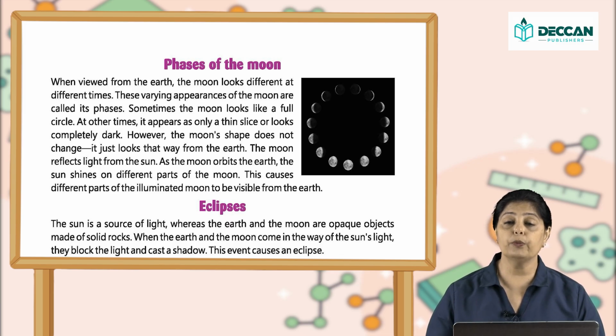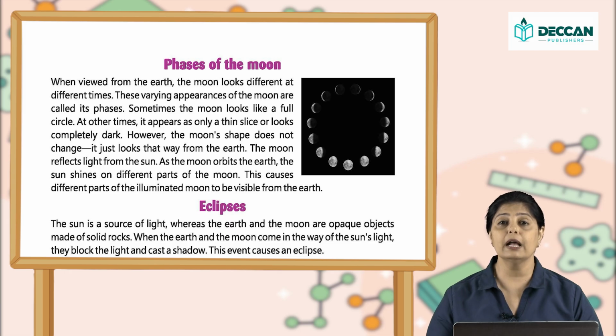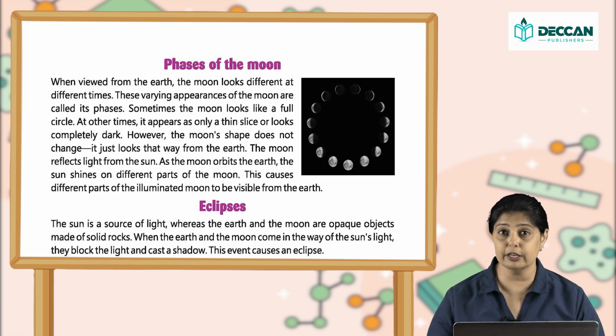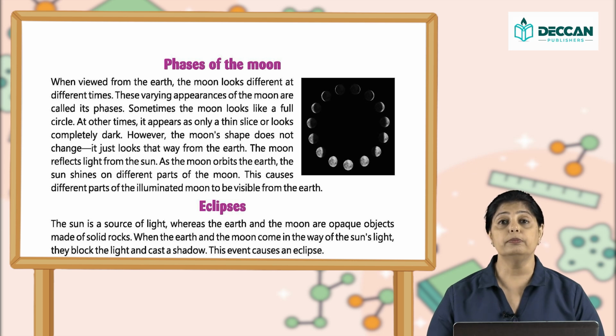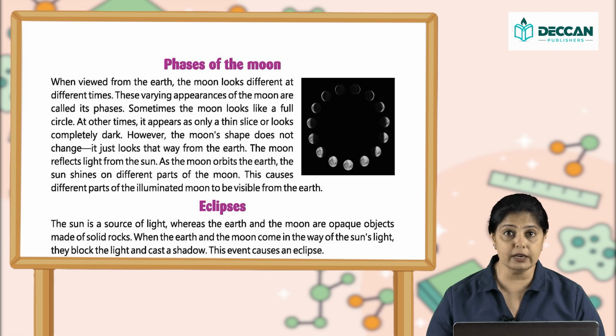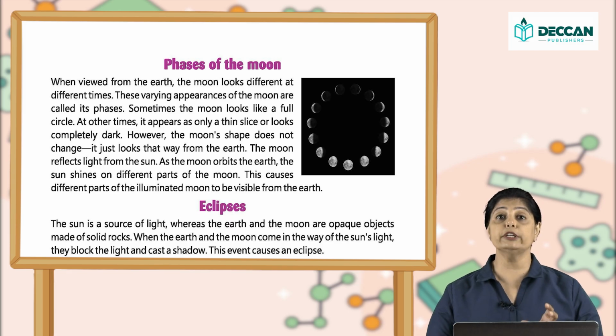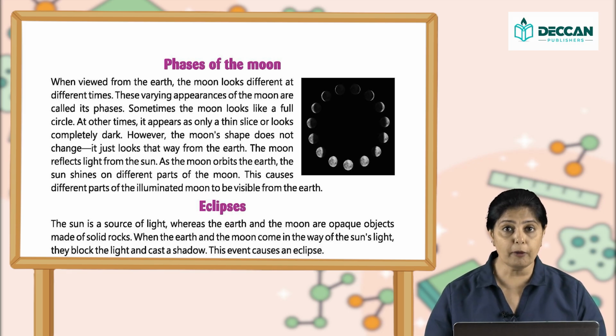All right. Now, you must have heard about eclipses. You must have heard your parents and others saying that, oh, there is an eclipse, do not go out. So, what are these eclipses? Now, as we all know, the sun is the main source of our light, whereas the earth and the moon are opaque objects, which are made up of solid rocks. An opaque object means an object through which nothing can pass. It is not transparent, it is not translucent, light cannot pass through those objects.